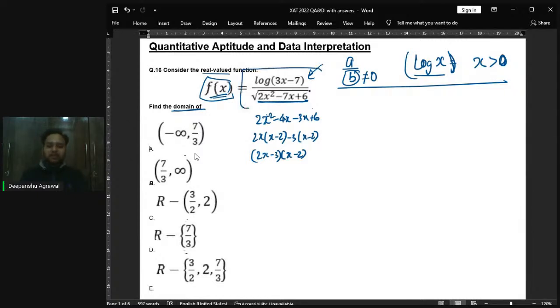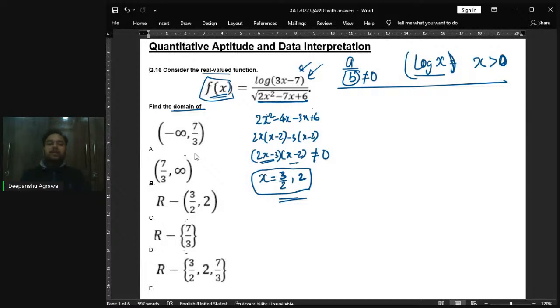So for this function to be real valued, the denominator should not be equal to 0. So where can this function be equal to 0? This function can be 0 at x equal to 3 by 2 and x equal to 2. There are two values at which the denominator can turn 0. Now these two cannot be the value of x. Apart from these values, you can put anything according to the denominator, right?